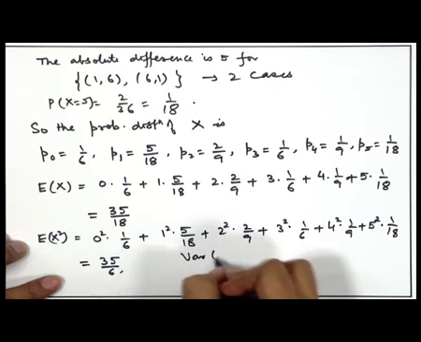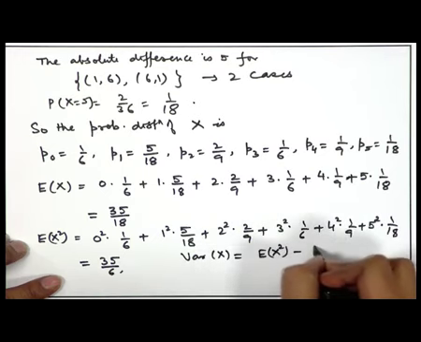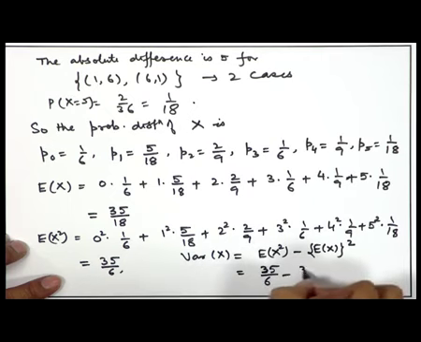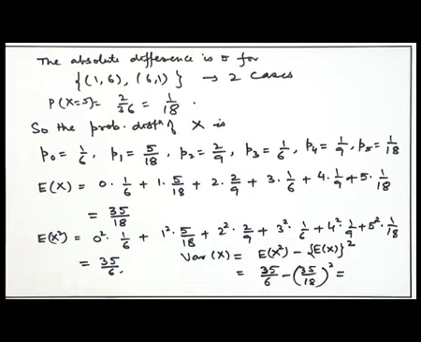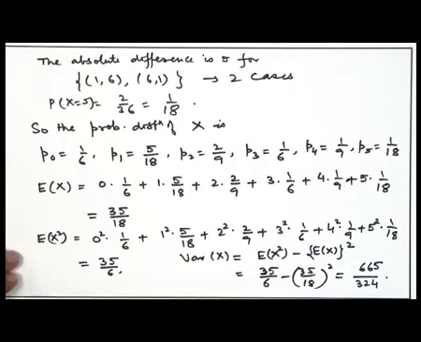So the variance of X is equal to expectation of X square minus expectation of X whole square, that is 35 by 6 minus (35 by 18) square. So this can be simplified. It is equal to 665 divided by 324, which is little more than 2.